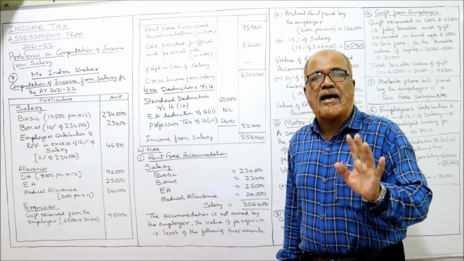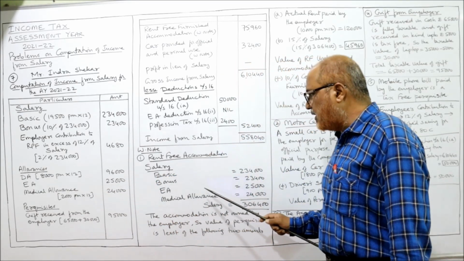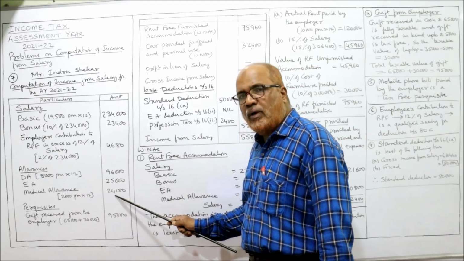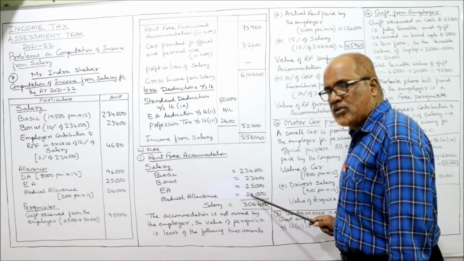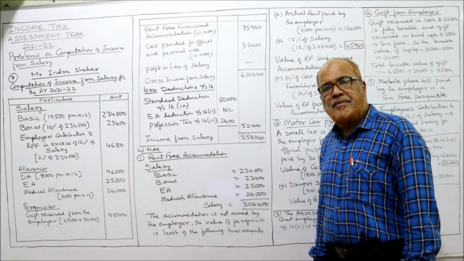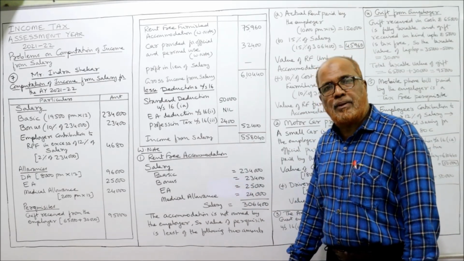EA is fully taxable. Entertainment allowance is fully taxable. So we have taken EA 25,000. Medical allowance is fully taxable, 24,000. So we have taken 24,000. The total of the salary is 3,06,400. This is the salary for RFA purpose, rent-free accommodation purpose.